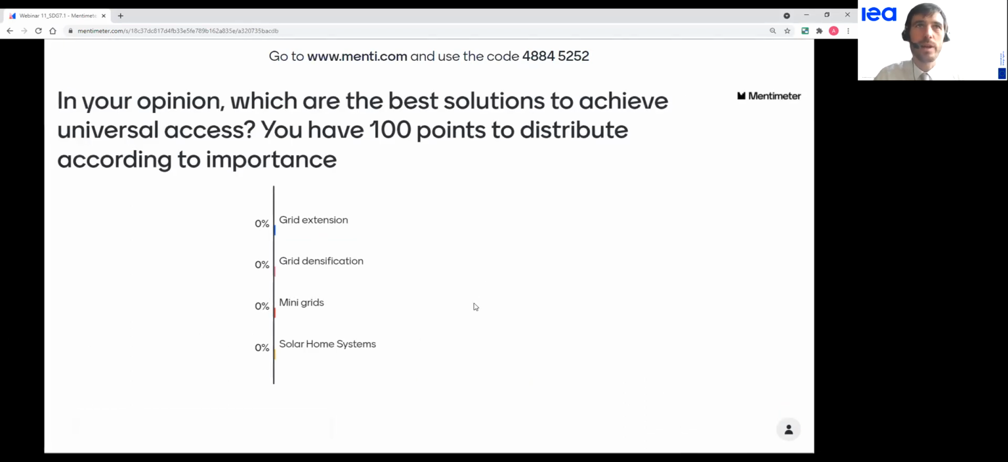One last question relating to the best solutions to achieve universal access. We're proposing grid extension, grid densification, mini grids or solar home systems, and you have 100 points to distribute to those different options according to their importance. So which option would you prioritize in a scenario where we want to achieve universal access to electricity in the continent by 2030?